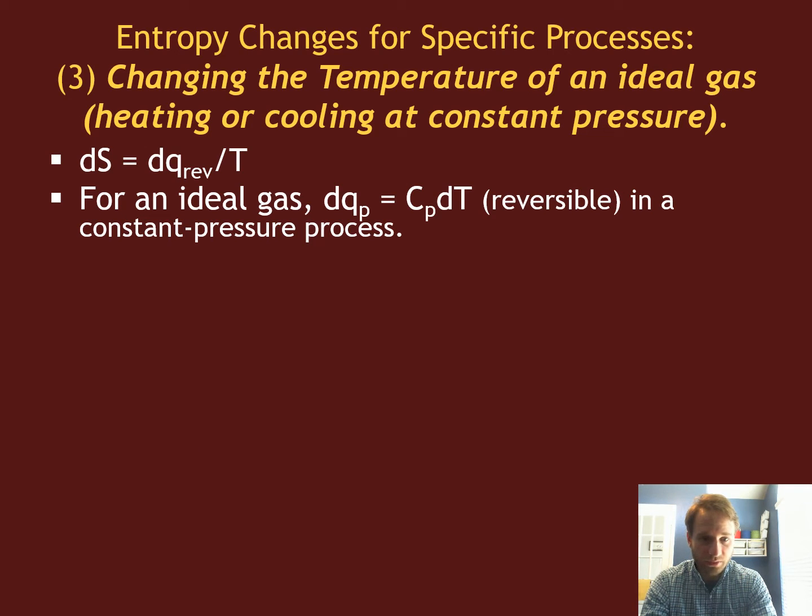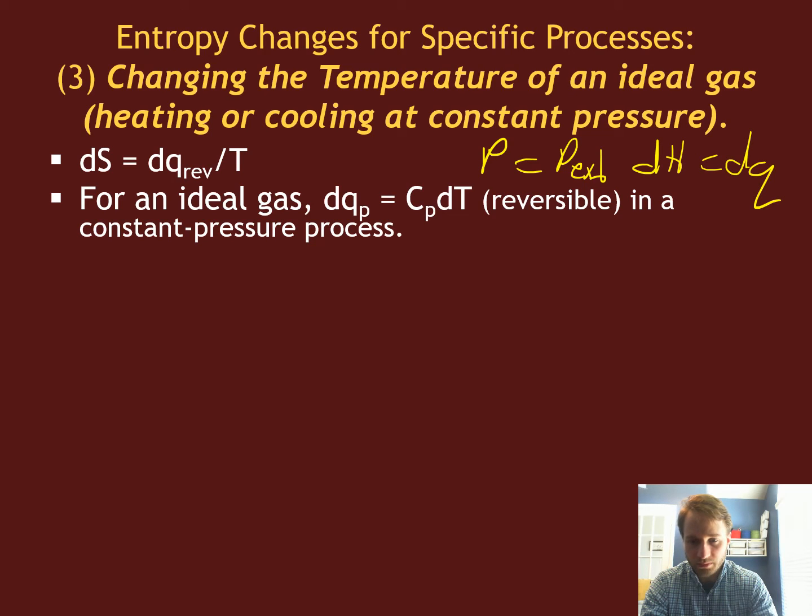Next, let's talk about the entropy change for the heating of a gas at constant pressure. So again, dQ reversible for a constant pressure process is going to be related to Cp dT. Because reversible means things are at equilibrium, which means mechanical equilibrium, which means P equals P external, which means dH equals dQ. And dH is Cp dT. So dQ for reversible constant pressure heating is equal to Cp dT.